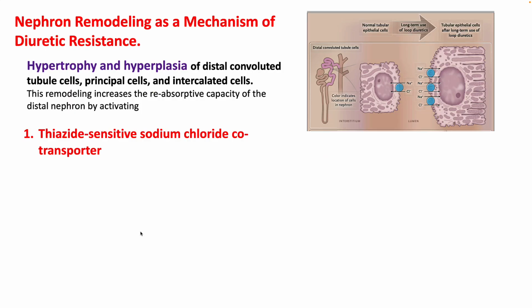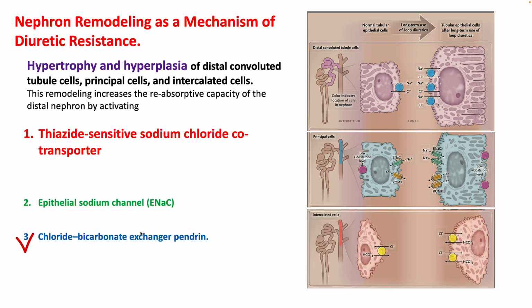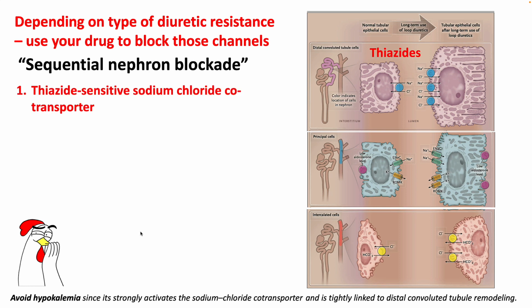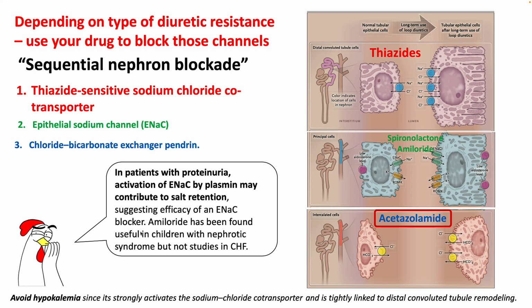Nephron remodeling is one of the most important mechanisms for diuretic resistance, and it happens because of hypertrophy and hyperplasia in the distal convoluted tubules and upregulation of a lot of receptors there. The commonest one is the sodium chloride cotransporter, which is inhibited by thiazides, epithelial sodium channels, ENaC, and the chloride bicarb exchanger, pendrin. To deal with this upregulation of the receptors, what you can do is block these channels with your medications. For example, your sodium chloride cotransporter in the DCT can be blocked by thiazides. Your ENaC channels can be blocked by spironolactone and amiloride, and the chloride bicarb exchanger pendrin can be somewhat affected by acetazolamide.